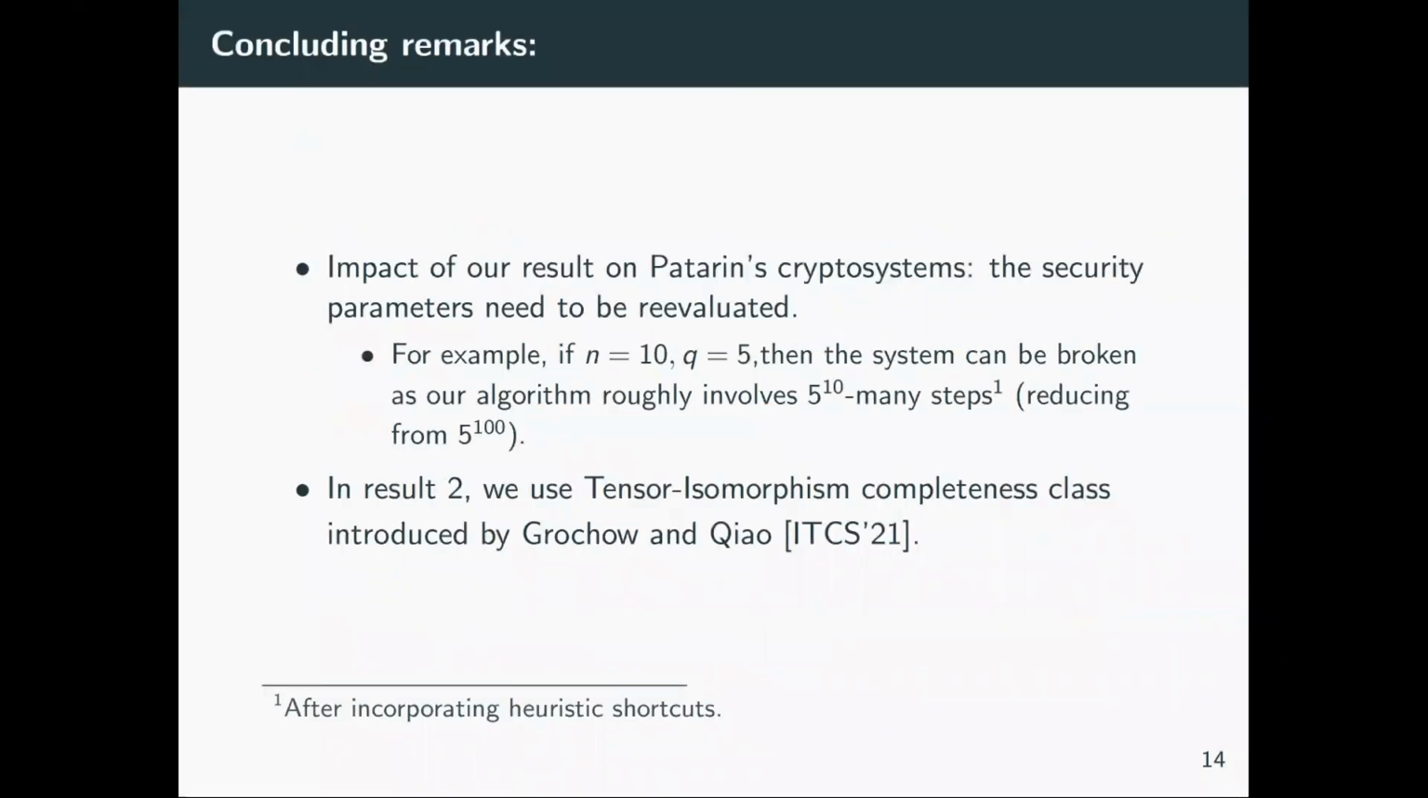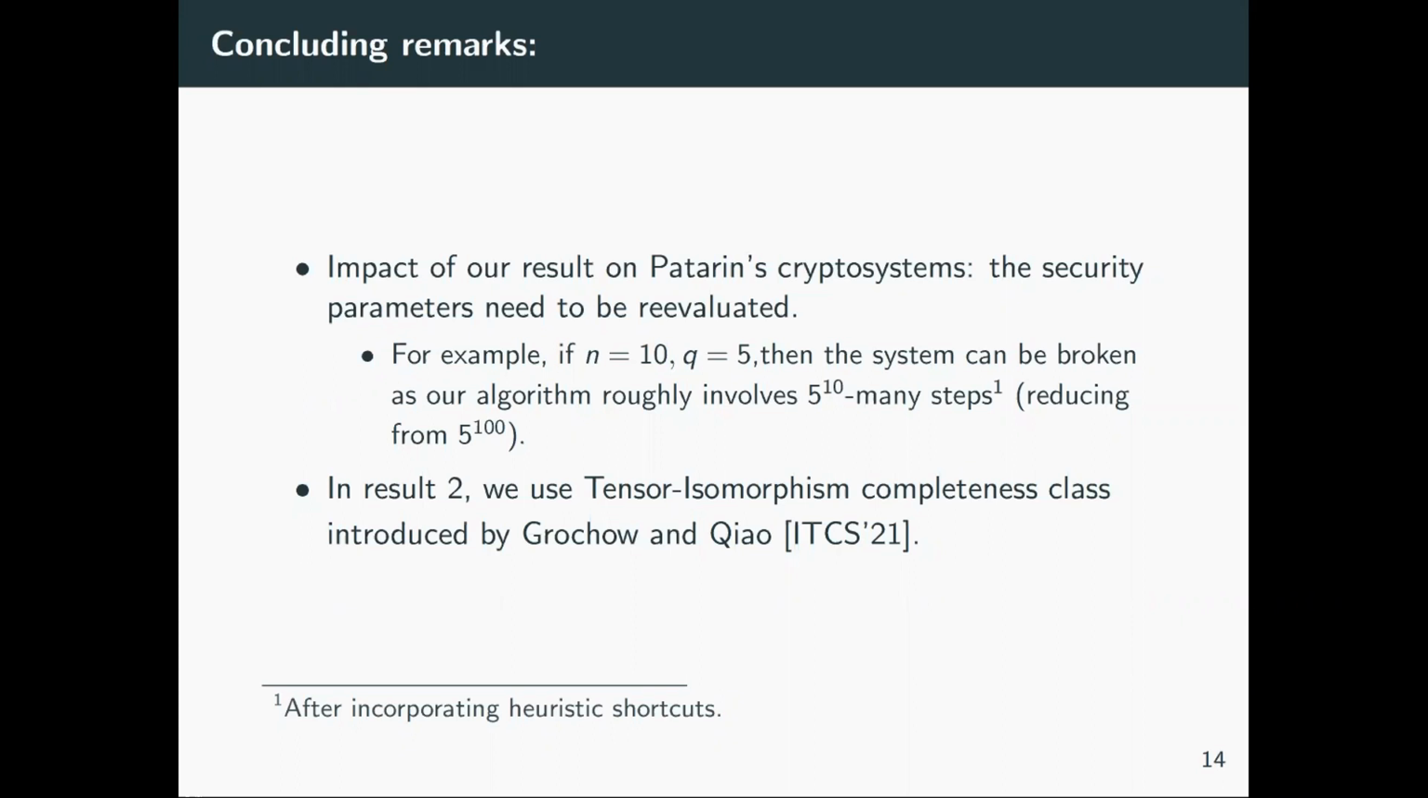Finally, we have some concluding remarks. Our result also has impact on Pathway's cryptosystems. The security parameters need to be re-evaluated. For example, if we have n equal to 10, q equal to 5, then the system can be broken, as our algorithm roughly involves 5 to the 10 instead of 5 to the 100.